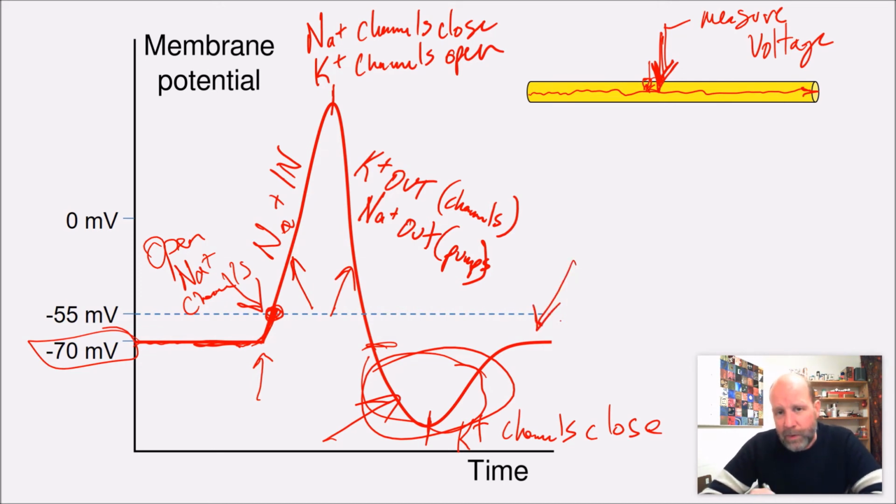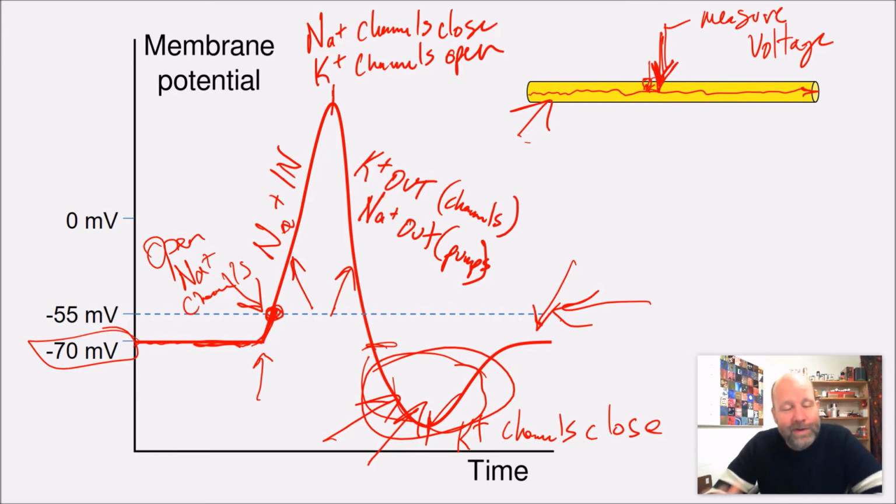That hyperpolarization is really kind of cool. It's important because it makes it so that if I send another signal right away, even if I sent another signal to this neuron, it wouldn't do anything during that period of time. Right? It's too far away from threshold that would make it fire.